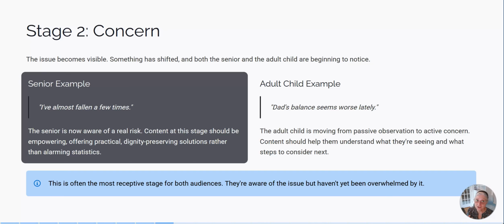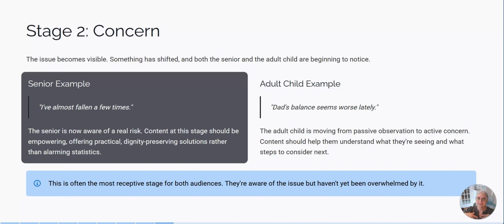When it comes to stage 2, the concern, now the issue is visible. Something has shifted. Someone has seen something that may be a subtle sign. So the senior would say, okay, yeah, I've fallen a few times, or I've almost fallen a few times, but it's nothing to worry about. Content at this stage should really offer very practical, dignity-preserving solutions, rather than "Oh my God, you're going to fall," or catastrophic situations.